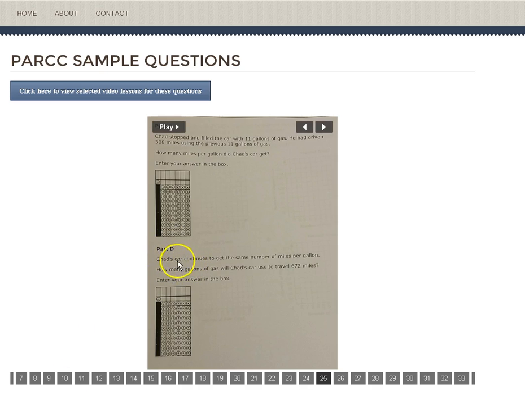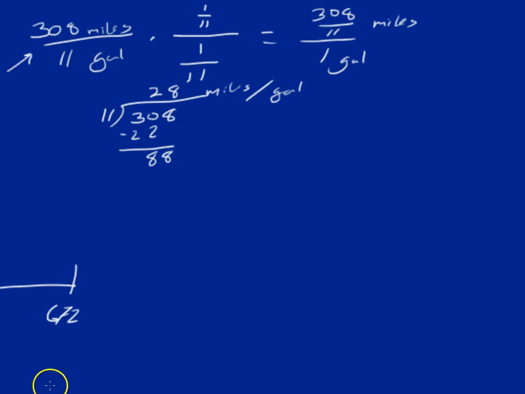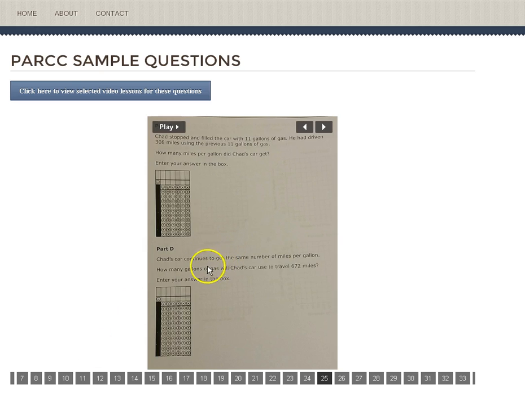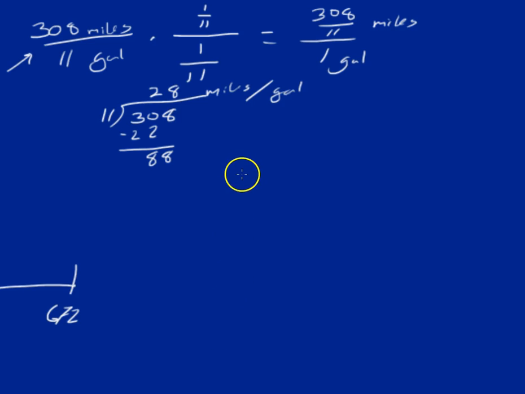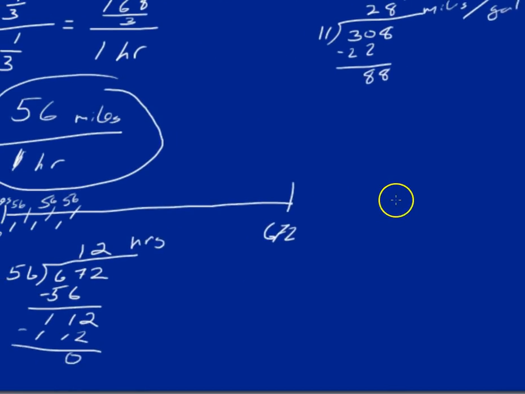Finally, part D: Chad's car continues to get the same number of miles per gallon, which we know now is 28 miles per gallon. How many gallons of gas will Chad's car use to travel 672 miles? So we know how many miles there are. We know how many miles he gets in a gallon. So it's the same idea. They're really having you do the same thing that you did last time, but instead of miles per hour, you're doing miles per gallon. So we have 672 miles, just like we had over here.